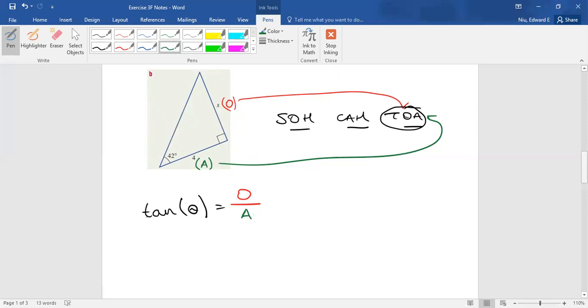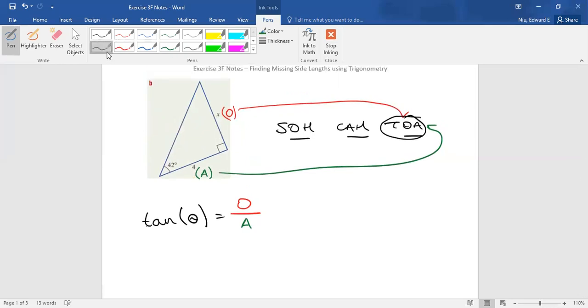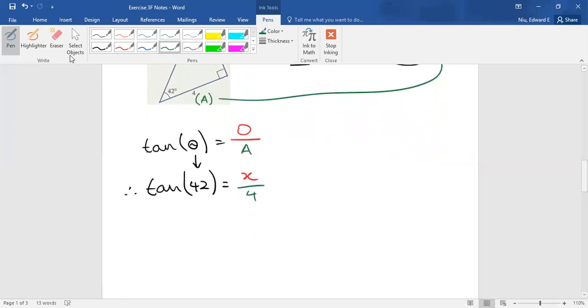What is the opposite divided by the adjacent? Well, we have to sub in our values first. So tan theta becomes, well, the angle inside is 42. So we replace theta with 42. The opposite value is x, so we replace the O with x. The adjacent value is 4, so we replace the A value with 4.